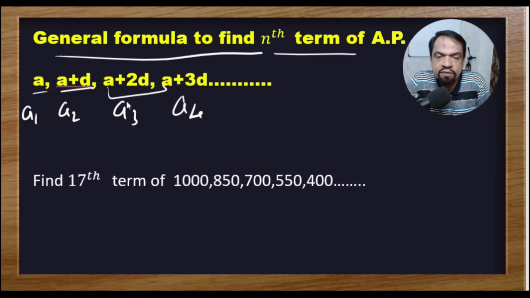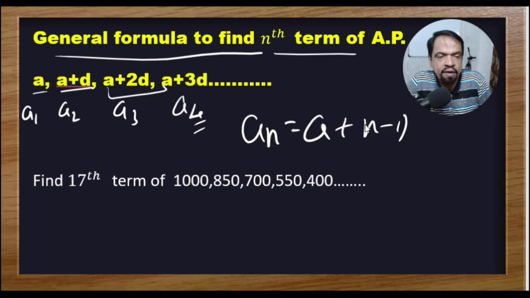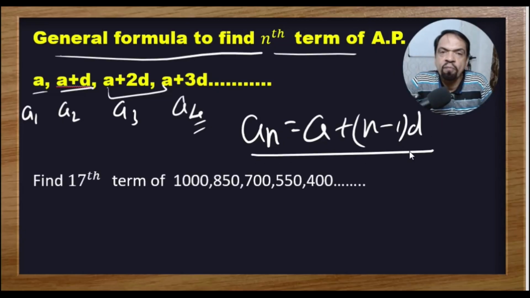A3 is A plus 2D. In general we can say this number is one less, A2 is A plus 1D. So if we write An, we can write A plus, 4 से एक कम है तो 3, तो n से एक कम means (n minus 1) in bracket D. So this is the general formula to find out the nth term of an AP.